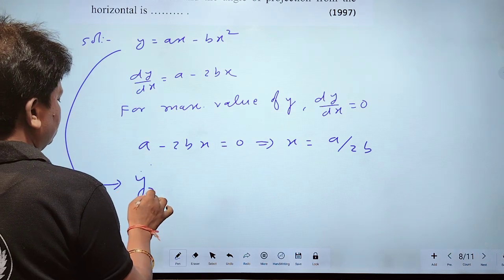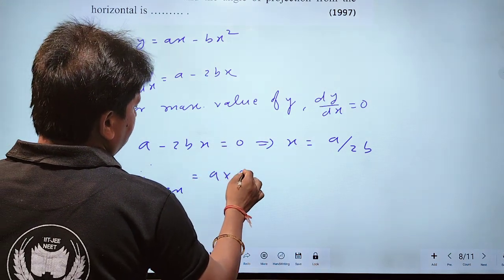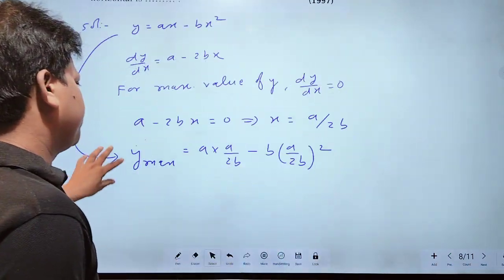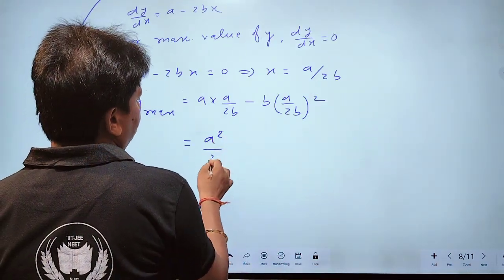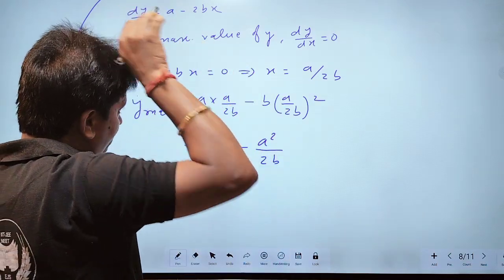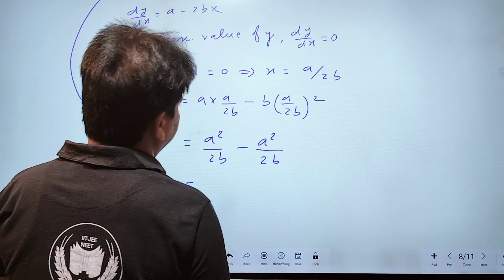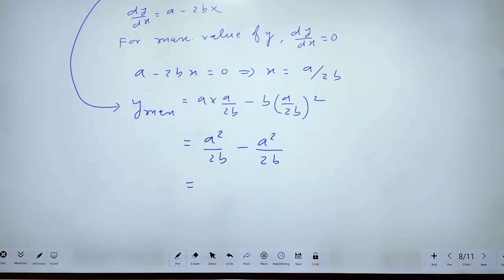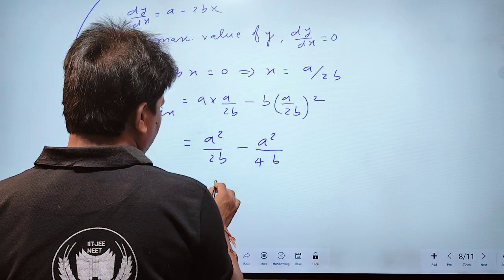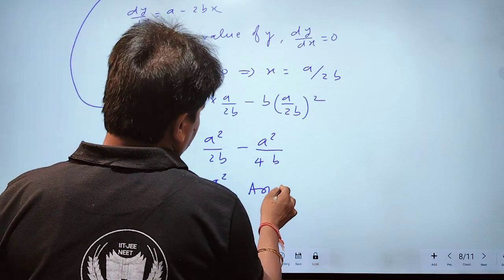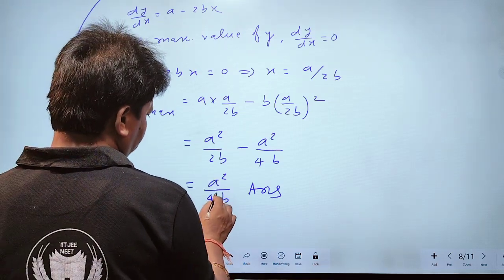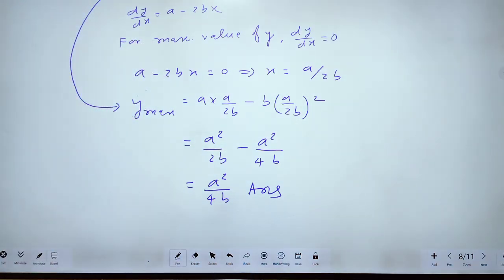Therefore, y max will be equal to a into a by 2b minus b into a by 2b whole square. Okay. Therefore a square by 2b minus a square by 4b. This is the answer. Okay.